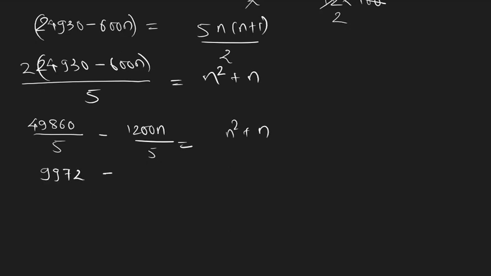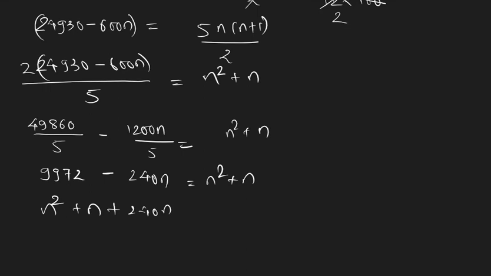Some weird figures are coming up now. And 1200 by 5, I think it's 240. Let me check. 1200 divided by 5 is 240, yes. So 240n is equal to n square plus n. Now you know what I'm going to do? I'm going to shift everything over there. So when I shift everything over there, it's going to become n square plus n plus 240n, right? Plus 240n. Okay.